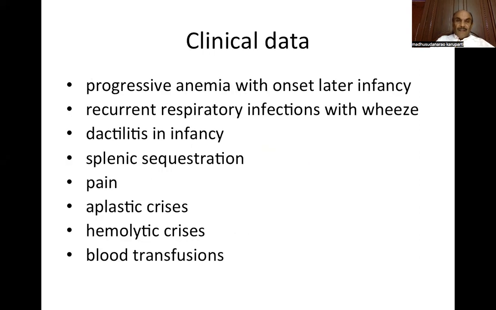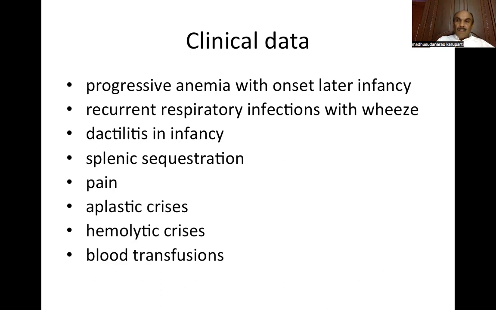Coming to clinical data. This disease is characterized by progressive anemia with onset around later infancy. There will be a history of recurrent respiratory infections with wheeze. This is the characteristic feature in the clinical data.